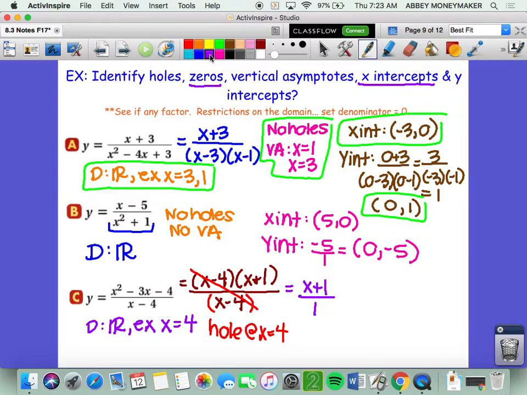But now, when I go to find the x-intercept, I only have one numerator to set equal. I only have that x plus 1 to set equal to 0. So that would be at -1, 0. For my y-intercept, again, I'm plugging in 0 to my completely reduced form. Okay? You find the x and y intercepts after you cancel, so I'm just working with my simplified form here. So to find the y-intercept, plug in 0 for x, and you get out 1.